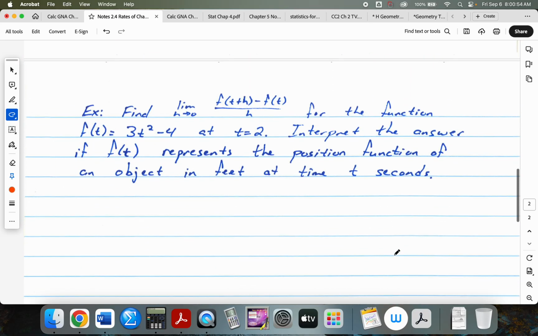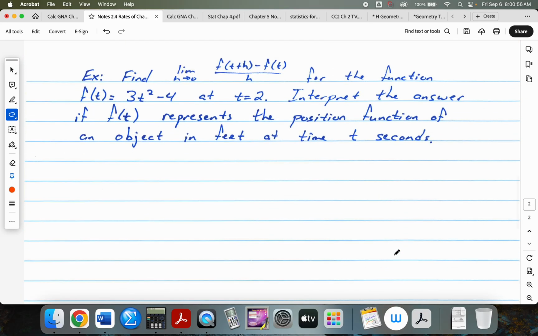All right, page 2. So let's find the limit as h goes to 0 of the difference quotient for the function f of t equals 3t squared minus 4 at t is equal to 2. Interpret the answer if f of t represents the position function of an object in feet at time t seconds.